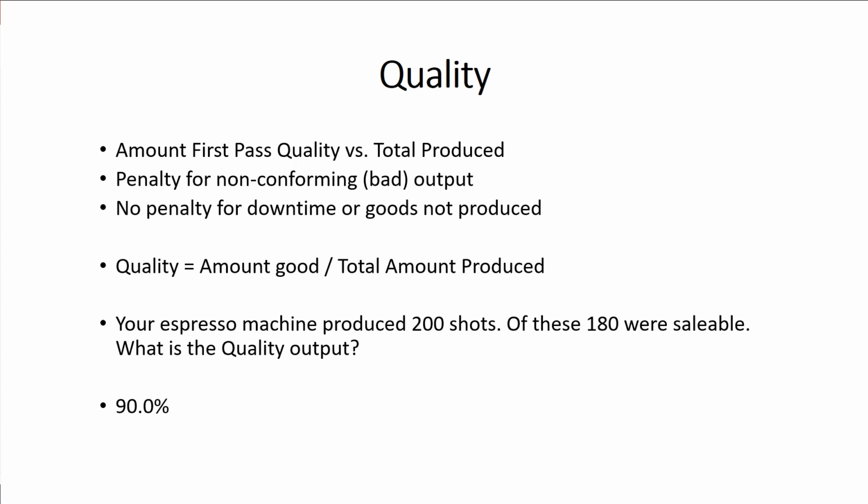So your espresso machine produced 200 shots. Of these, 180 were saleable. So we threw away 20 espresso shots. For whatever reason, apparently this is a very low quality espresso machine. Only 90%, 9 out of every 10, are actually good. So our quality is considered 90%.